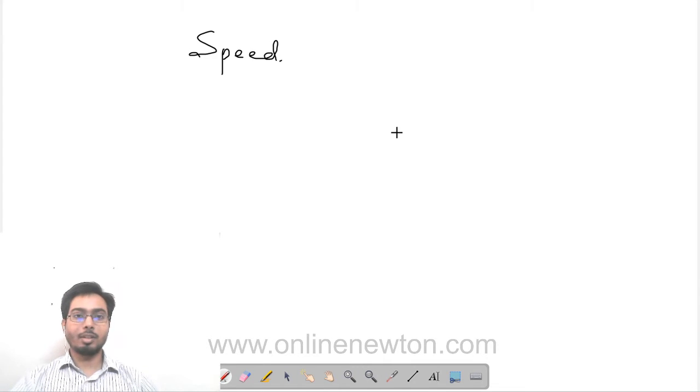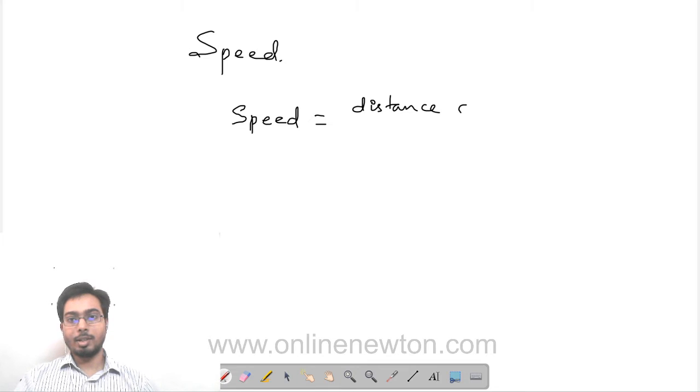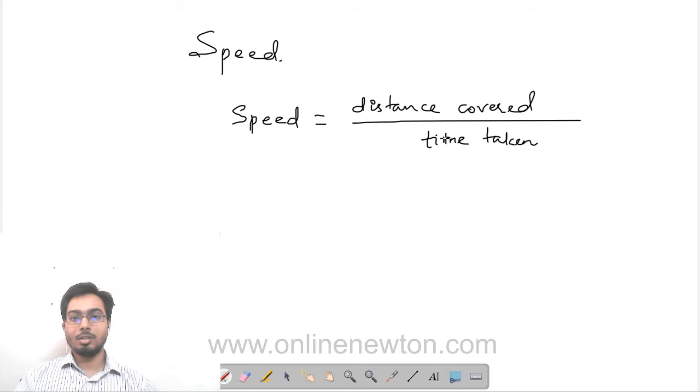Speed is a very simple thing. It's another parameter which helps us to analyze motion, and we define it in a very simple way. Speed is equal to distance covered and the time taken. That's all. So distance covered could be anything. It is the actual distance, the length of the actual path. So sometimes we also write it as S is equal to d by t. It's very simple.